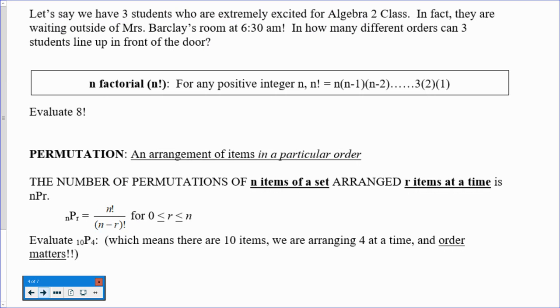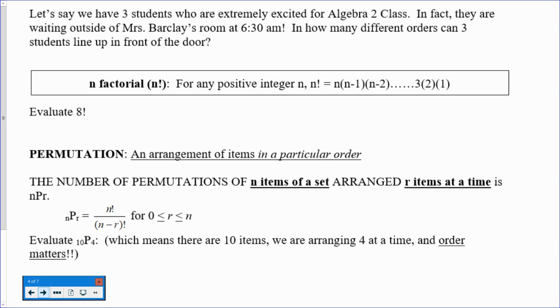Okay. So we're also going to continue to use that counting principle idea with this next example. So let's say we've got 3 students extremely excited for Algebra 2 class. They're waiting outside my room at 6:30 a.m., you know, back in the day when we were all here in person. All right, so how many different orders can 3 students line up at the front of the door?